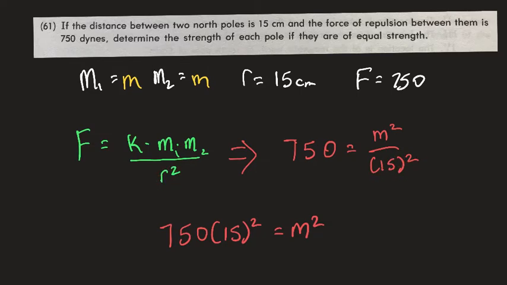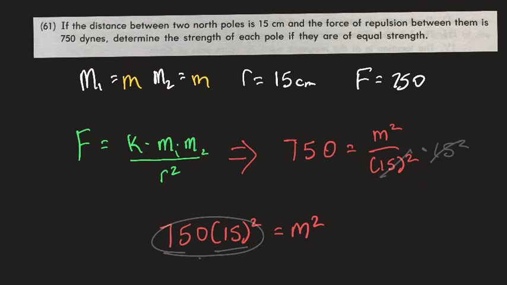So now to get rid of this denominator, what I'm going to do, let me bring my pencil back. We're going to multiply both sides times the 15 squared, okay? So 750 times 15 squared equals M squared. Now, how do I solve that? Well, you're going to use your calculator to get a big number for this, okay?